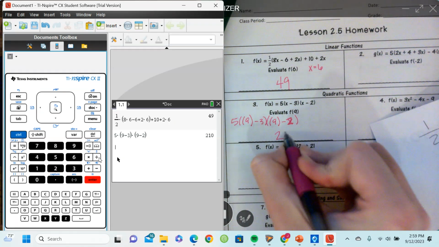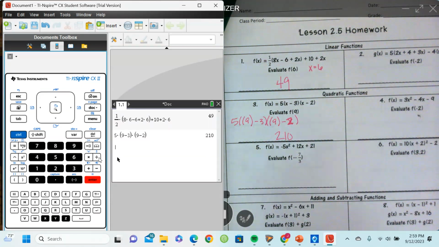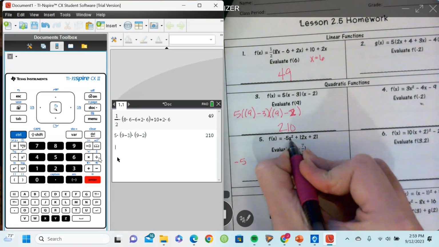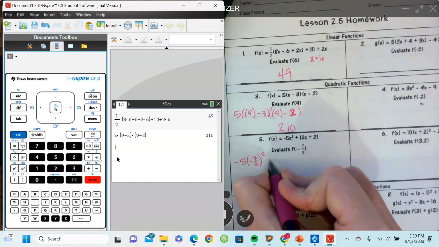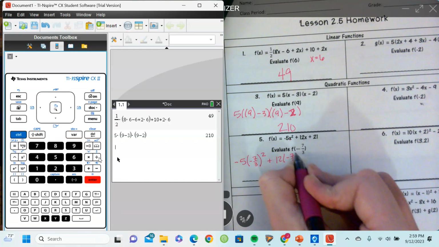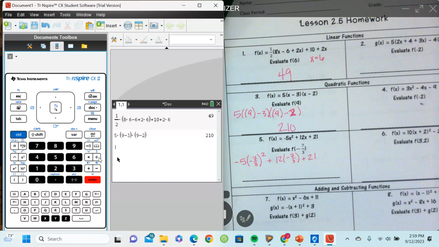Okay, so just kind of plug and chug today. I'll do the fraction one because fractions are the worst. So instead of that x, I'm going to put negative 7/3 squared. Instead of that x, negative 7/3. And then plus 21. And then you just type it in. Again, watch your negatives and your subtraction signs.